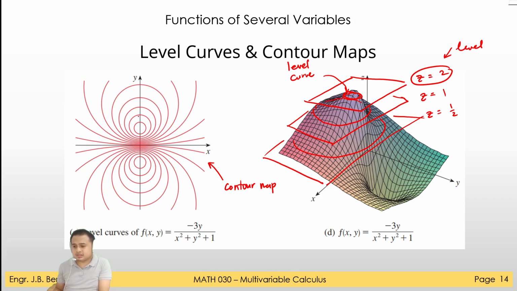So let's say this is z is equal to 2, z is equal to blank, and so on, and then z is equal to n, so that we get a better idea of how we draw this in three-dimensional space.